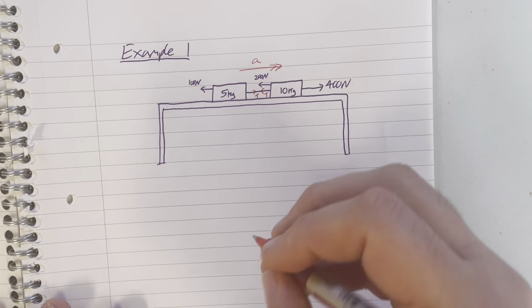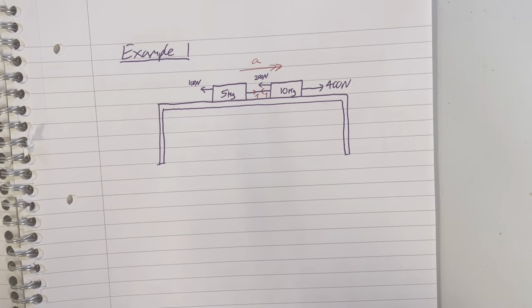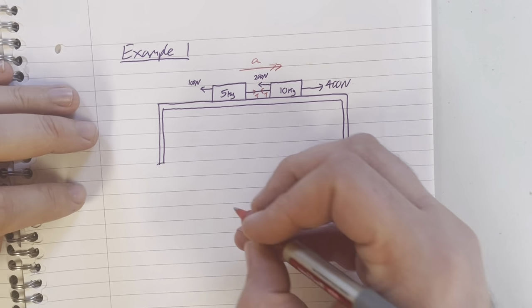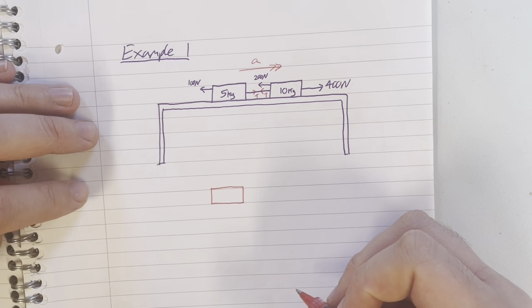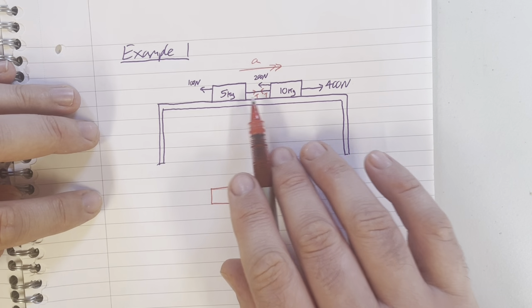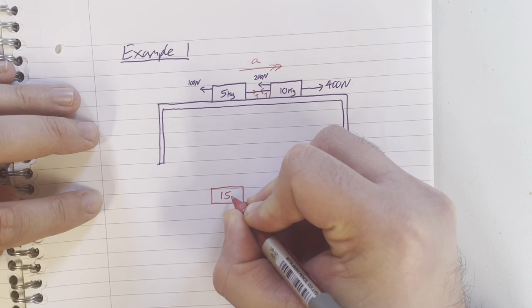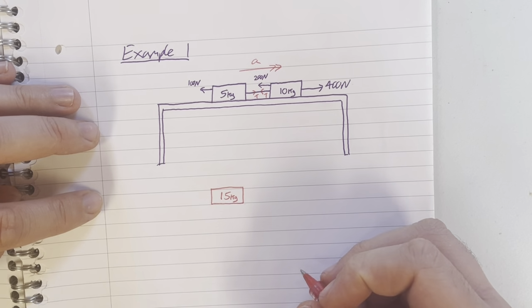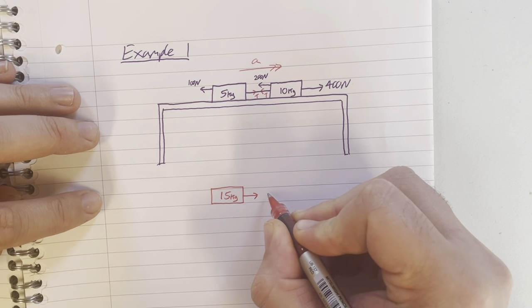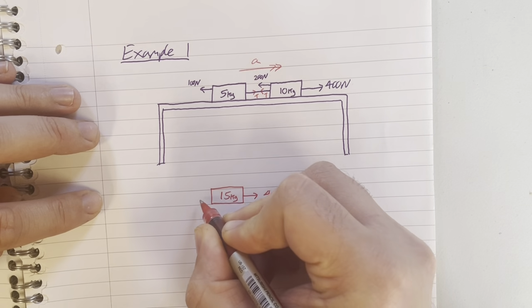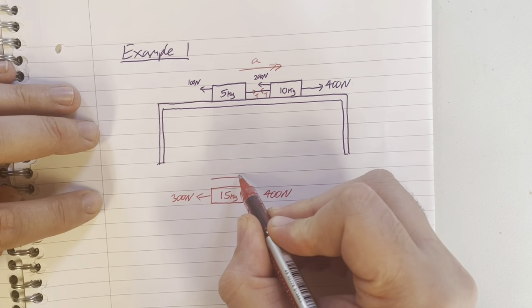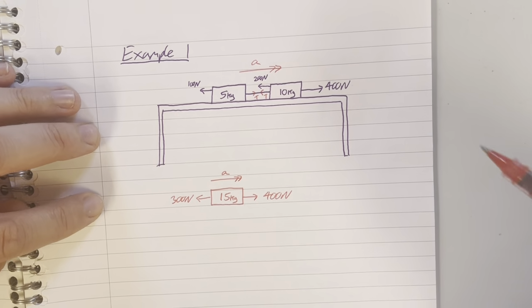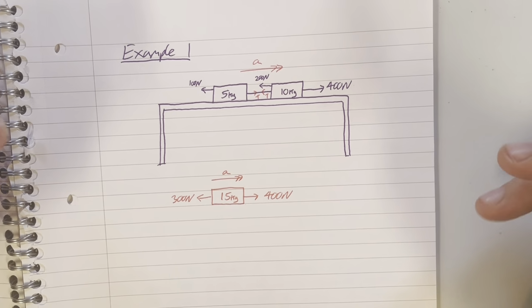Well, we just apply F equals ma. And because we're not interested in the internal tension force, we can treat this whole thing as one single object. So we've got a 5 kilogram mass and a 10 kilogram mass, so the system in total has a mass of 15 kilograms. It's got a 400 newton force to the right, and a 300 newton force to the left, and our acceleration acting to the right. And we just apply F equals ma to that.